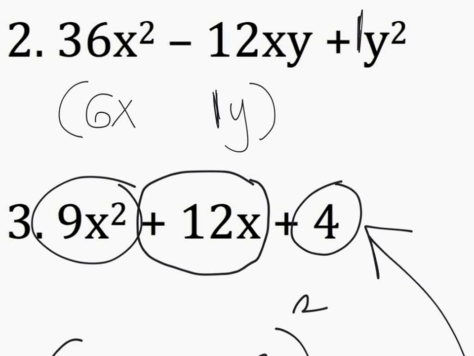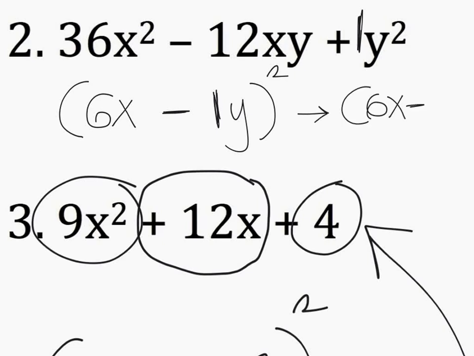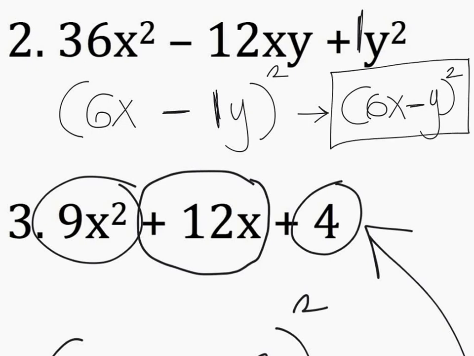Now, multiply these two together. 6 times 1 is 6. Now multiply by 2 and you get 12. So the third rule is satisfied. Now look at the sign of the middle term. That's a minus. So I put minus between them and I put square on the outside. So then my factored form is 6x minus 1y, which is just y, to the power 2. And that would be my factored form.